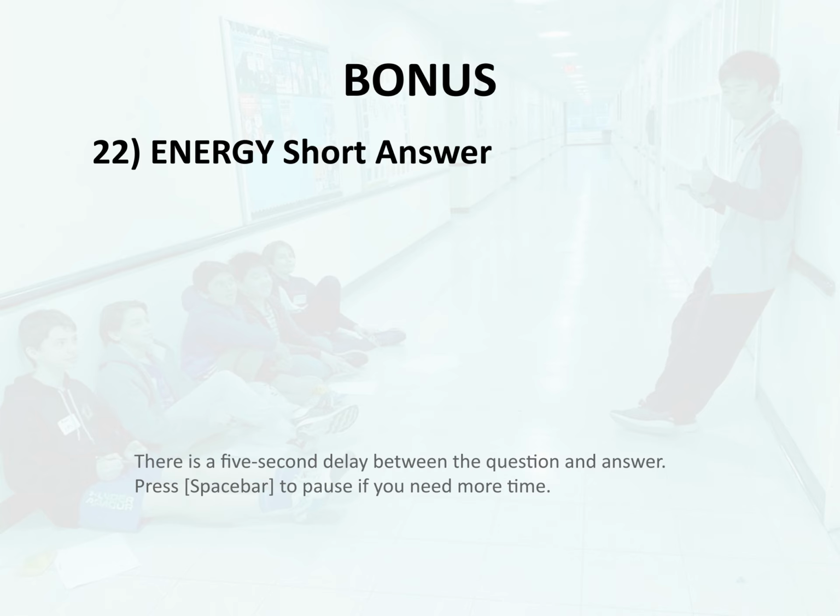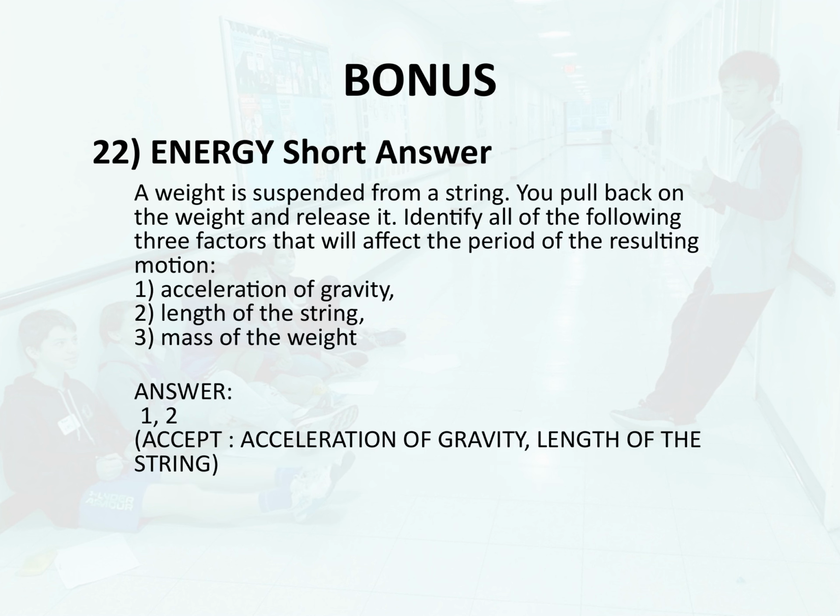Bonus, 22. Energy short answer. A weight is suspended from a string. You pull back on the weight and release it. Identify all of the following 3 factors that will affect the period of the resulting motion. 1. Acceleration of gravity. 2. Length of the string. 3. Mass of the weight. Answer: 1, 2.